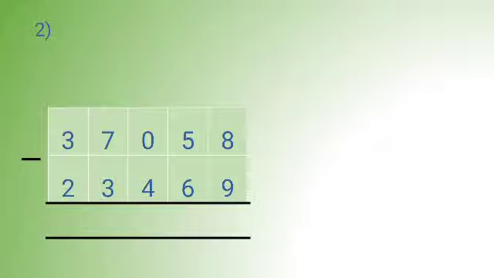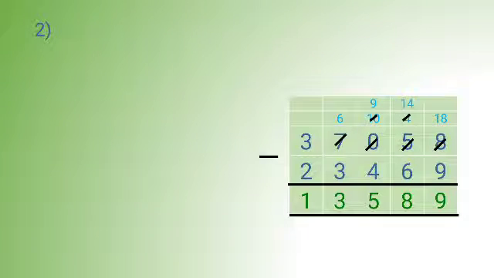So 8 minus 9 is not possible because 8 is smaller than 9. And is 9 minus 8 possible? No. Students, we cannot subtract 9 minus 8. So what will he do? 8 borrows 1 from the next column and becomes 18. So 18 minus 9 is 9.